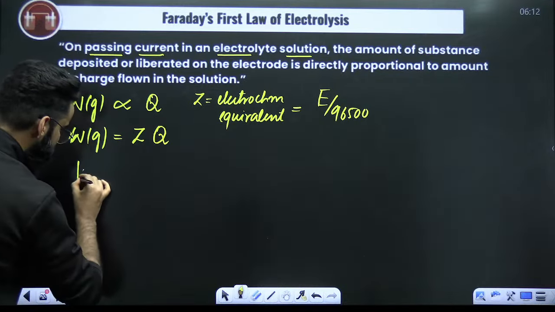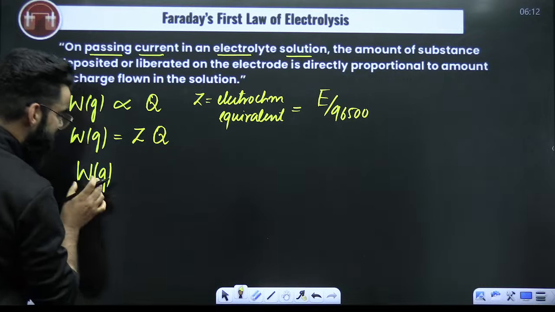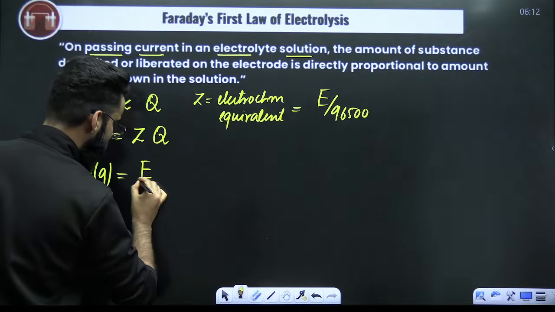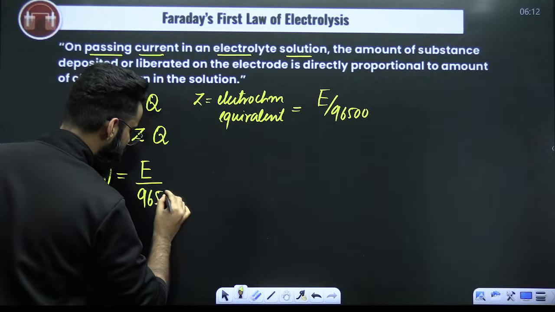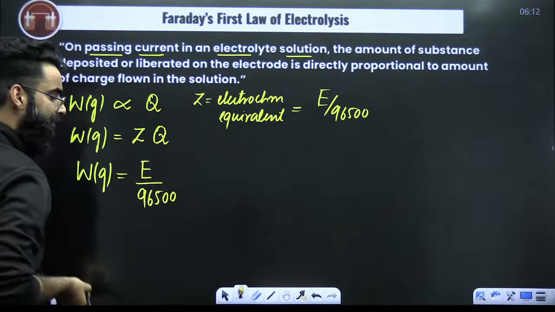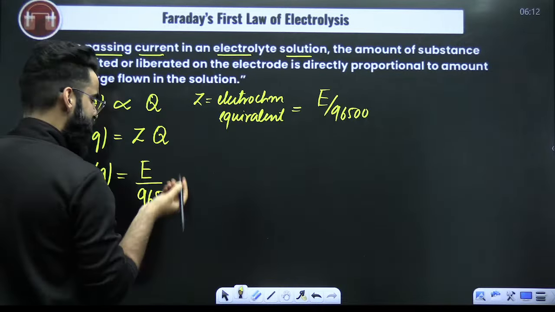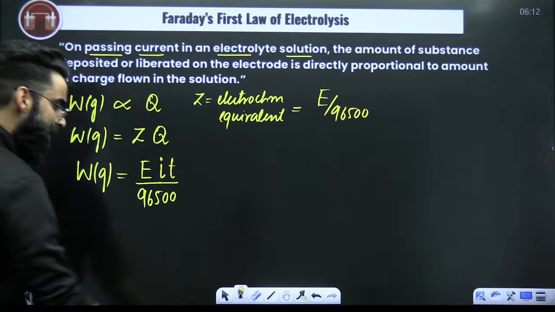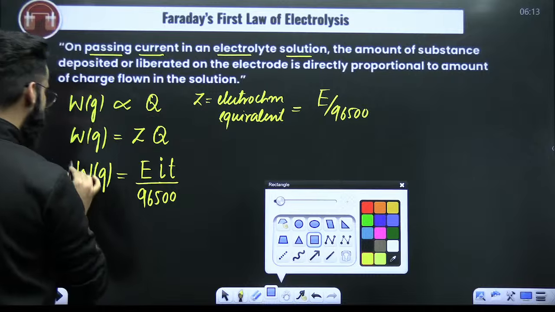So I'll say, as per Faraday's first law, the mass of the substance deposited or liberated is equal to, instead of Z, you're going to write E divided by 96500, multiplied by Q. And Q is the charge, and charge is nothing but current multiplied by time. So this is the first result which I would want you guys to remember from now on.